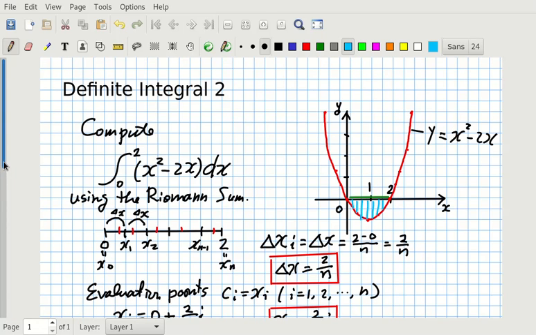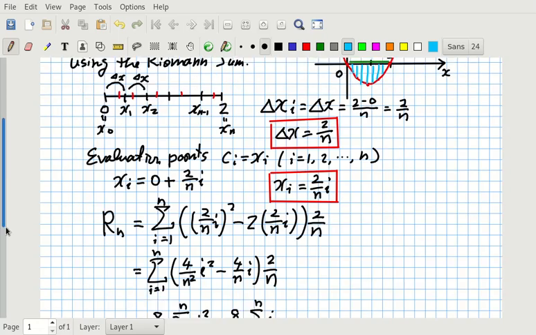Okay, so we applied the Riemann sum to calculate a concrete definite integral.